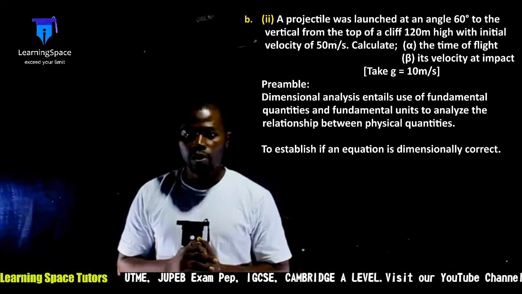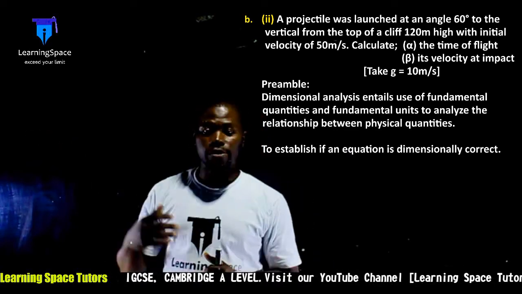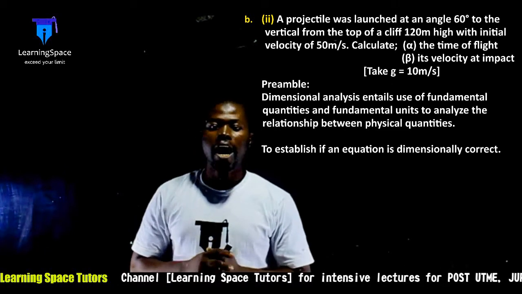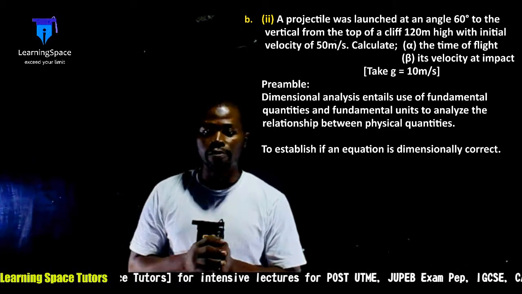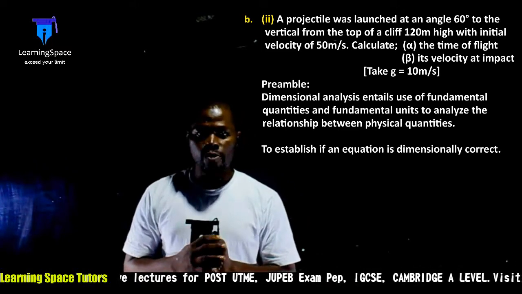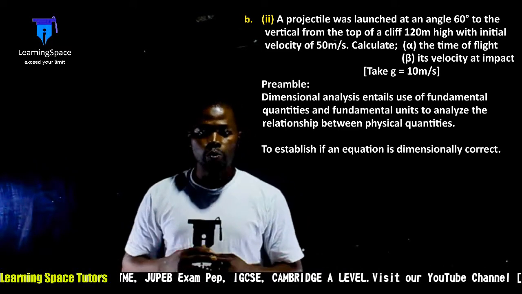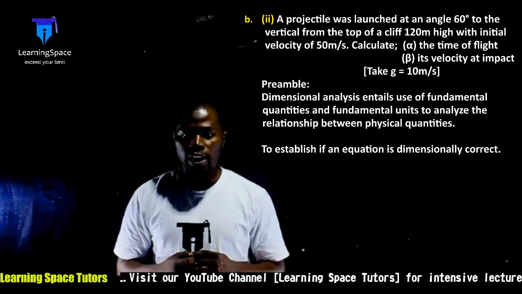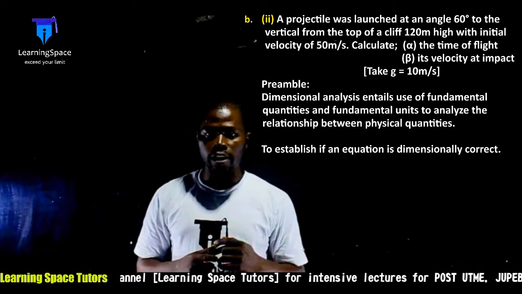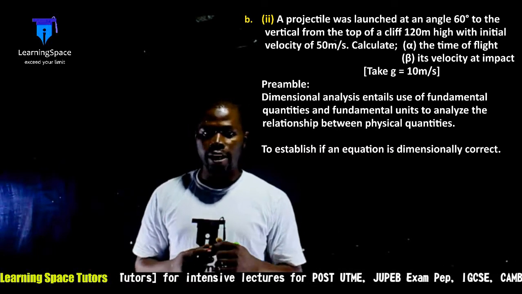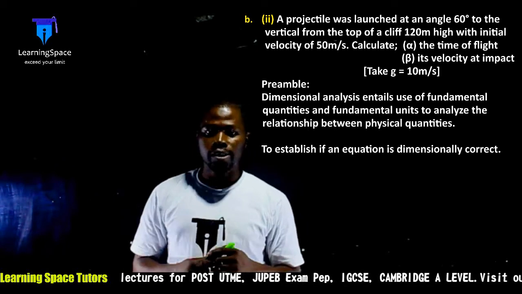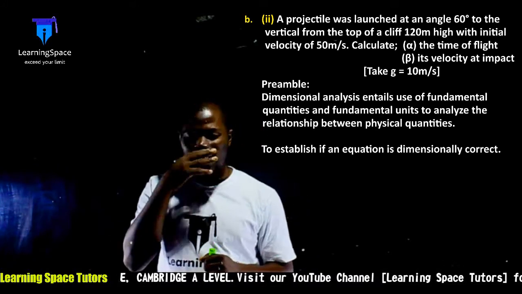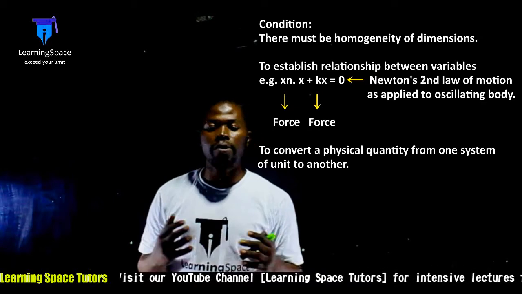Question 1b II, as you can see on the board, says that a projectile was launched at an angle 60 degrees to the vertical from the top of a cliff 120 meter high with initial velocity of 50 meter per second. Now this question says calculate, that's question alpha, the time of flight, then question beta, its velocity at impact on the ground.